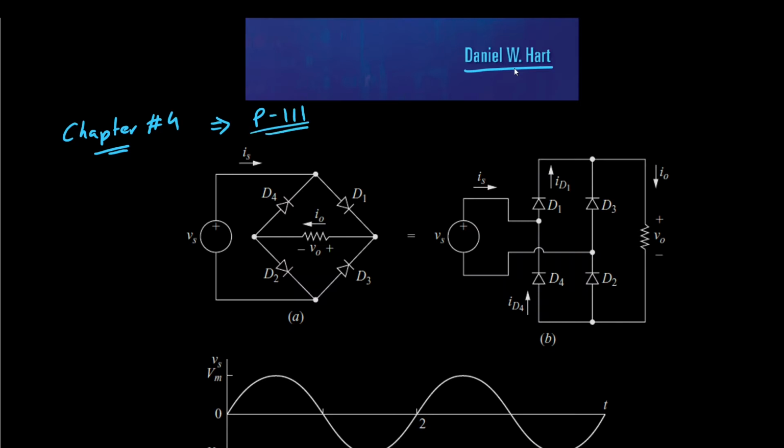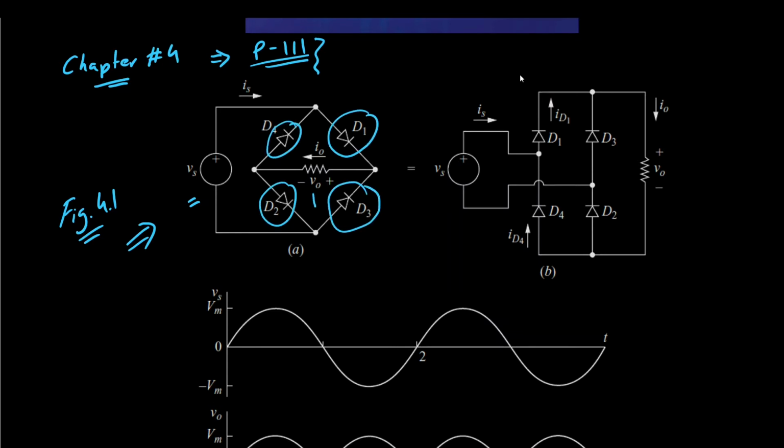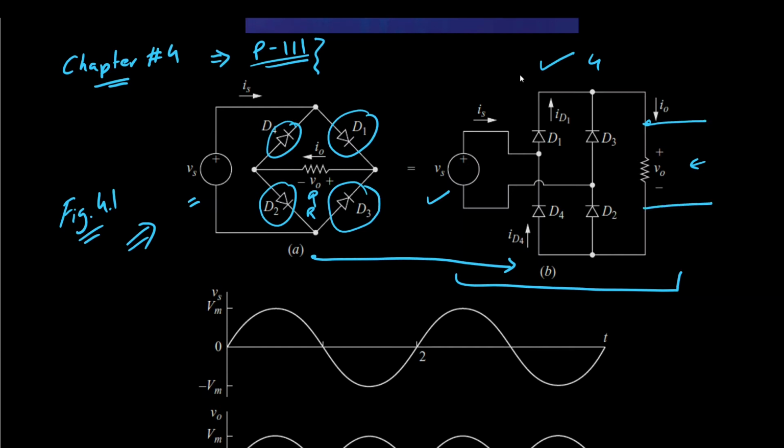So you can find the technical details over there, but right now we are interested in this circuit, which is figure 4.1 in this book, and over here we have a voltage source, then 4 diodes in a bridge, and then we have a resistor. Figure A is equivalently represented in a simple form, which is over here. Again, we have the same circuit, voltage source, the 4 diodes, and then a resistor. And we are interested in the output voltage across a resistor.